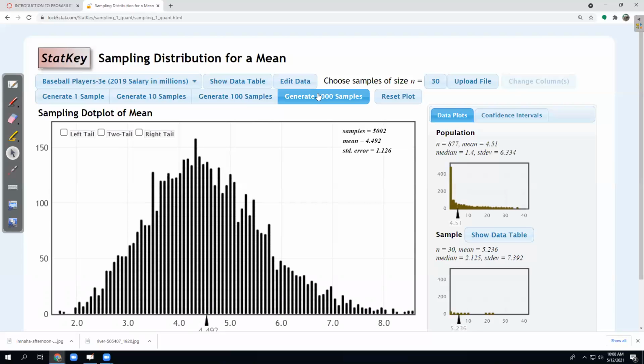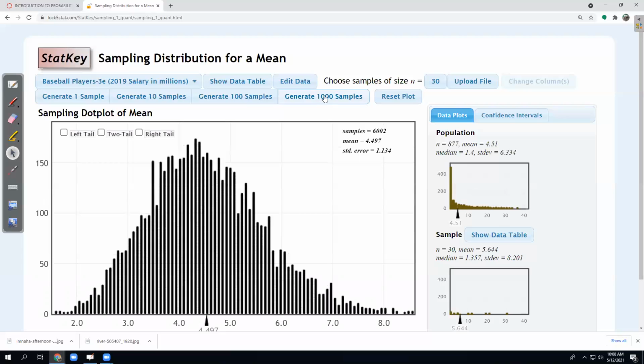And let's see, 5,000, 6,000, and the computer's struggling to calculate this. That's a lot of work, right? It has to pick 30 at a time, calculate the mean, plot the mean. And it's done that 7,000 times. So 7,000 groups of 30 are summarized here in their means.